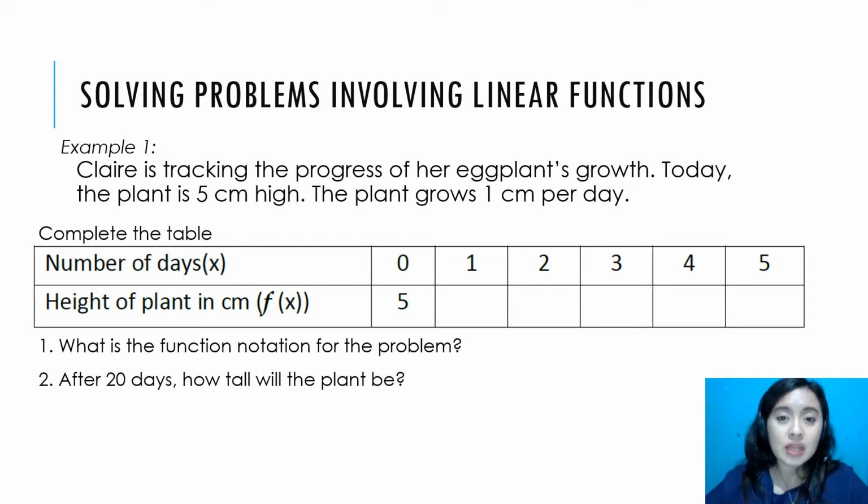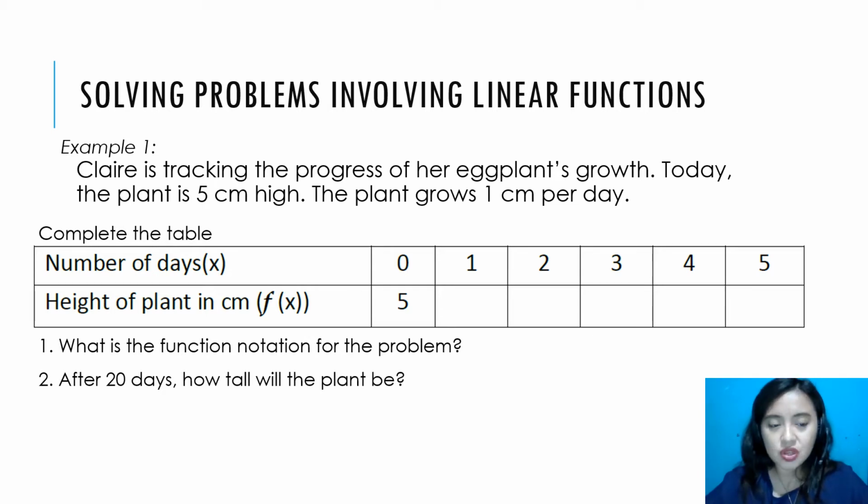So, the first example says, Claire is tracking the progress of her eggplant's growth. Today, the plant is 5 centimeters high. The plant grows 1 centimeter per day. So we have to complete the table and then we have to answer two questions. What is the function notation for the problem? And after 20 days, how tall will the plant be? Okay, so let's try to complete the table.